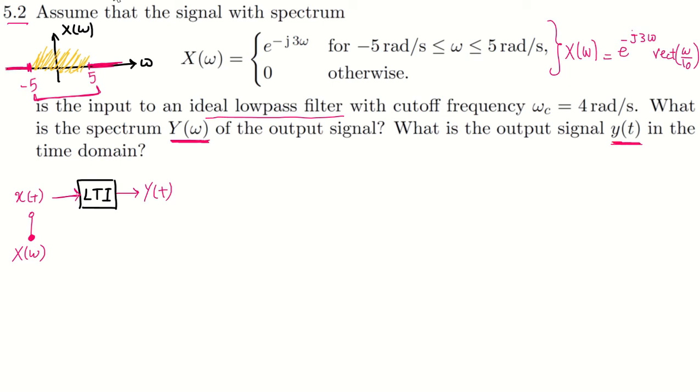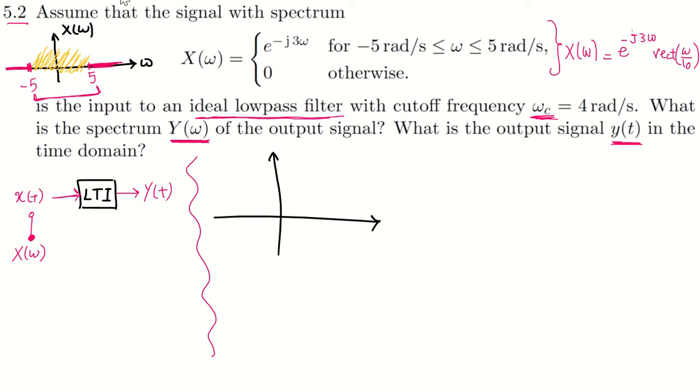But this is not enough to find y of omega. We should look at the system, we should look at the question to see what kind of information we can get. As we said, the system is an ideal low-pass filter with cutoff frequency omega c. Let me plot the frequency response of this system.